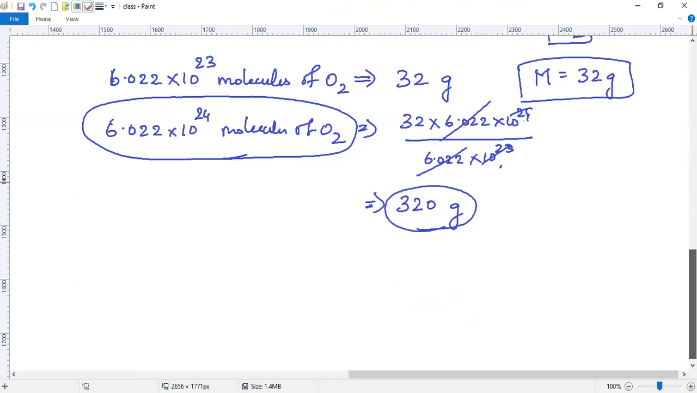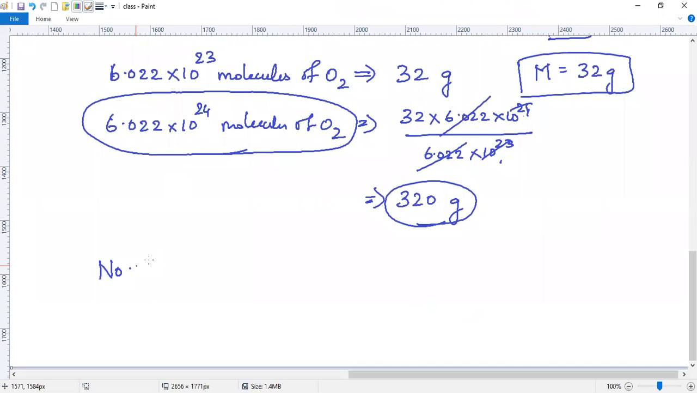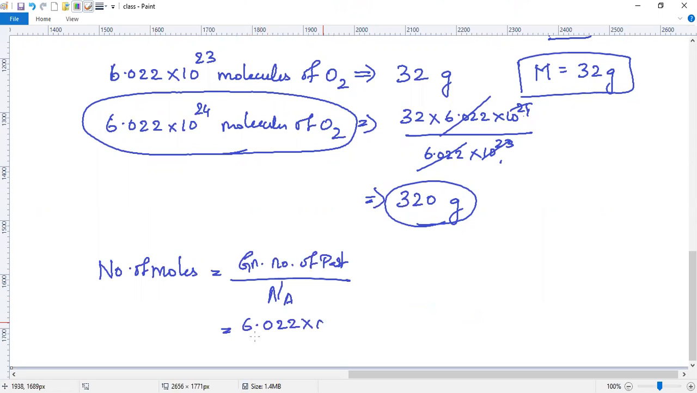அப்படி இல்ல number of moles கண்டுபிடிக்கணும் அப்படின்னு சொன்னா first of all given number of molecules வச்சு you find the number of moles. What is the formula for number of moles? Given number of particles divided by Avogadro number. Correct? Given number of particles is 6.022 into 10 power 24 divided by Avogadro number is 6.022 into 10 power 23. So what will you get? 10 moles. This is one part. I have found out the number of moles.